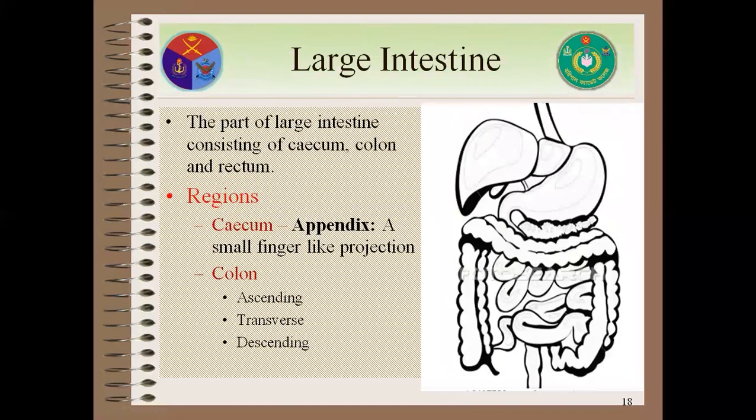Now, large intestine. It is the last part of the alimentary canal. It consists of cecum, colon, and rectum. Cecum. Here, this area is called cecum. It is a sac-like structure which is situated at the junction of small and large intestine.